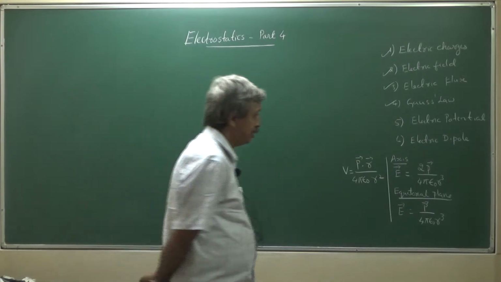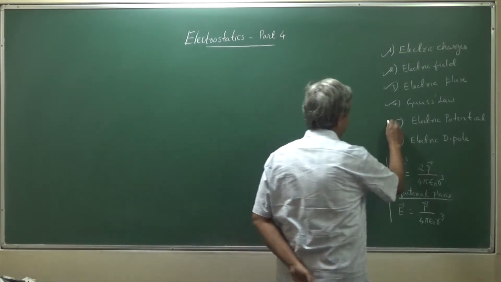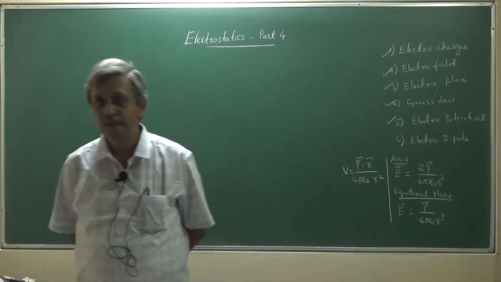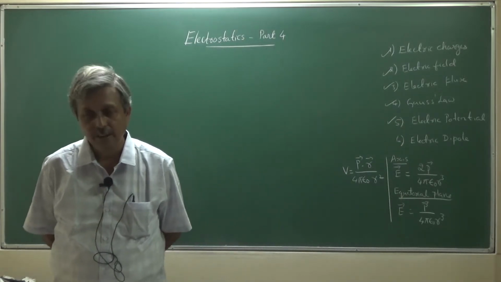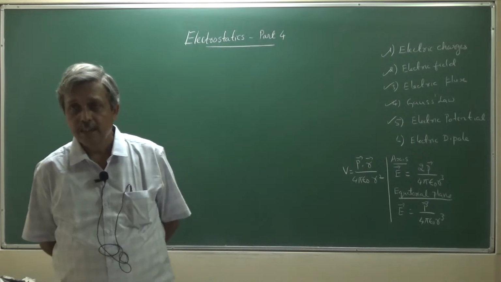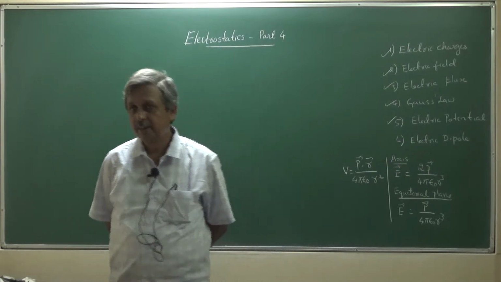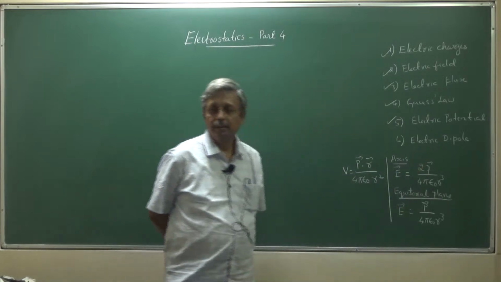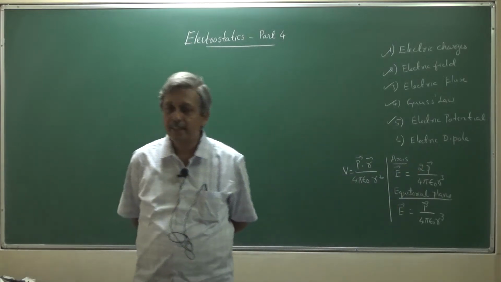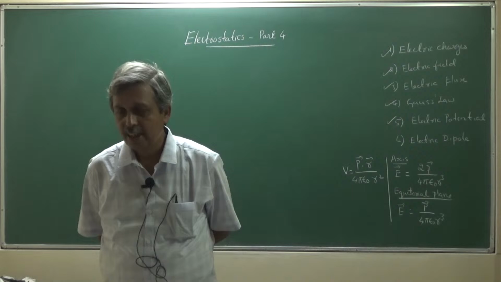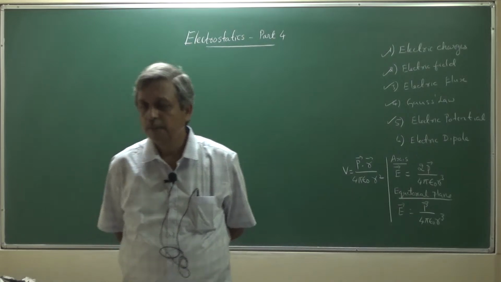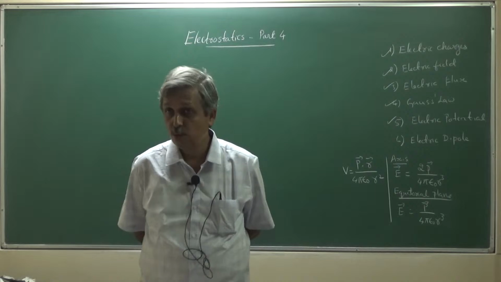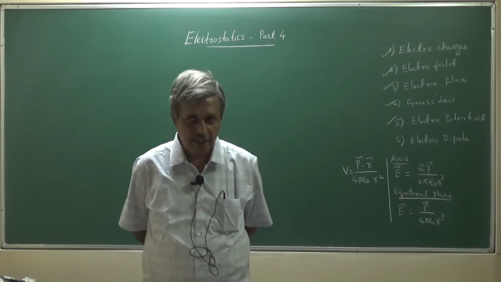Then in the next classes we talked about electric potential and the relationship between potential and electric field. The thing that we did not cover till now is a concept called electric dipole. If we cover the electric dipole and some of its aspects, and then move on to capacitor, then we will be covering the first two chapters of electrostatics.